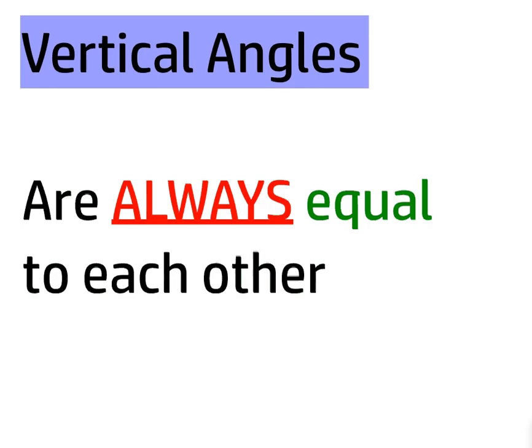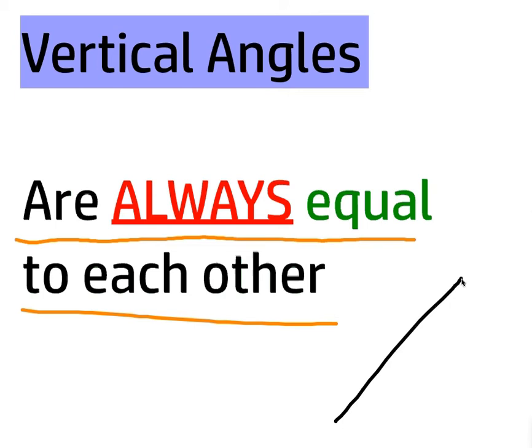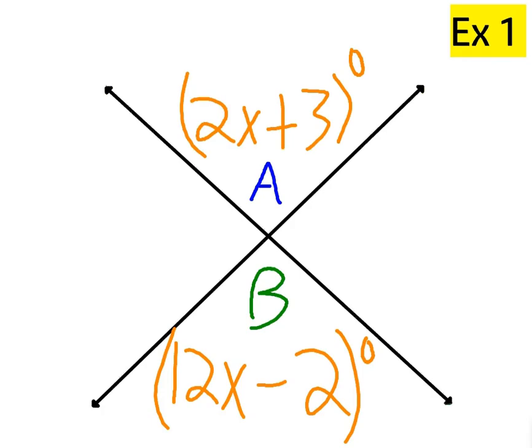We've just proven that vertical angles are always equal to each other. So as long as they're opposite the X, like this, so let's say we have an angle here and an angle here, right? Or if we have an angle here and an angle here, those angles will always be equal to each other. So let's look at the first equation.